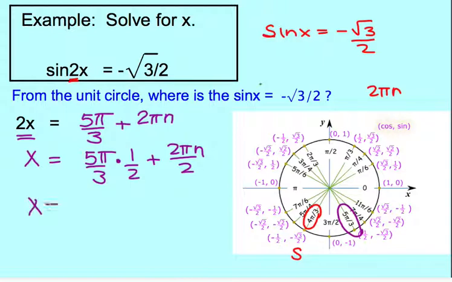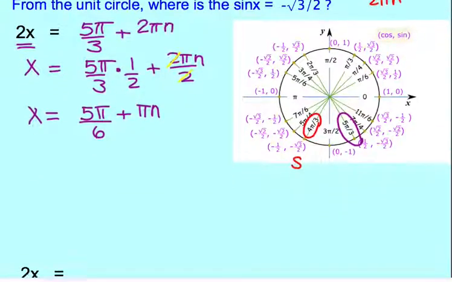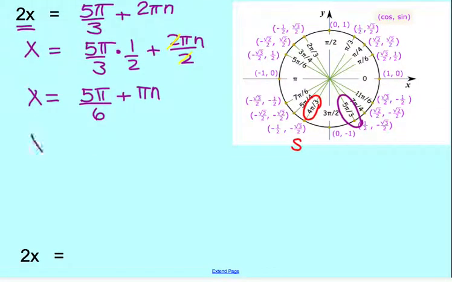So now we simplify this equation. x equals 5 pi over 6 plus, and I'm going to reduce this fraction by a 2, so we have pi n. Now, x equals 5 pi over 6. I'm going to change this second piece to have like denominators. So I'm going to change this to 6 pi over 6 n.